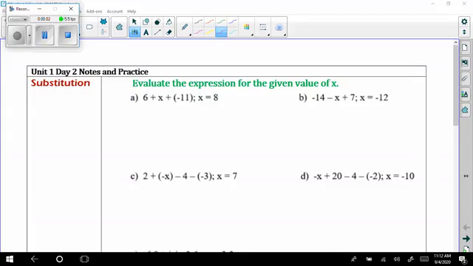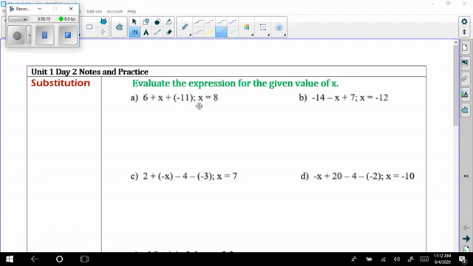and expressions, or expressions and equations. We're going to start in with some substitution. So if you'll read through, it'll talk about evaluate the expressions. We're evaluating. We're not solving for anything. We're actually evaluating. So we're finding what the value is of that expression, given the value of x.